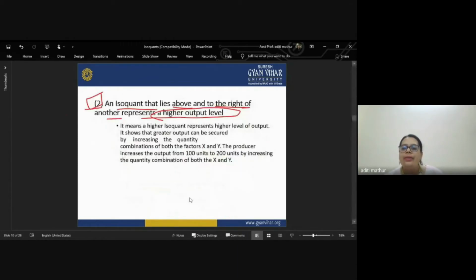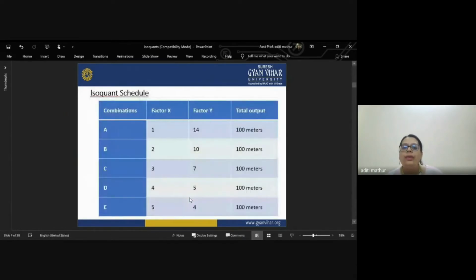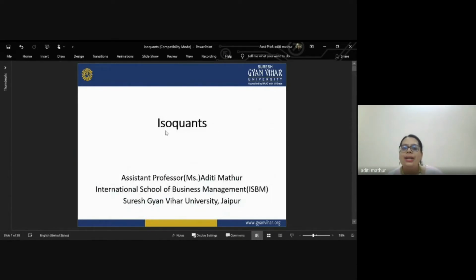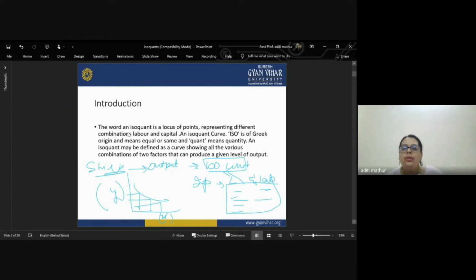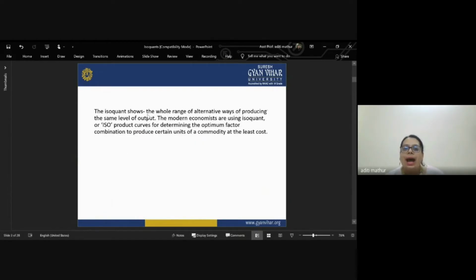So now let's have a very quick recap of what we have studied today. We have studied an important topic, that is IsoQuant. The word IsoQuant means a locus of points representing combinations of labor and capital. The word iso is a Greek word which means equal or same, and quant means quantity. So we can say that the IsoQuant shows the whole range of alternative ways of producing the same level of output.